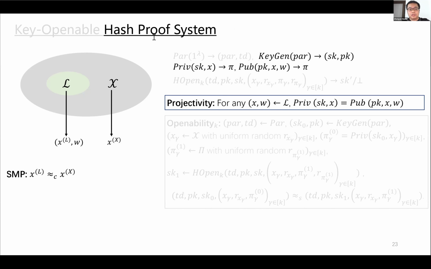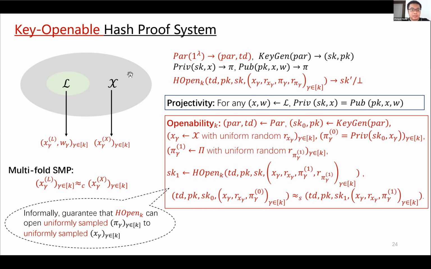A hash pool system for SMP has a private evaluation algorithm and a public evaluation algorithm. Both these evaluation algorithms are used to compute a hash value. The projectivity requires that a public key can uniquely determine the hash value of any element inside the subset. Now we extend the SMP to multiple SMP. A multiple SMP requires that K elements sampled from the subset are indistinguishable from K elements sampled from the universal set.